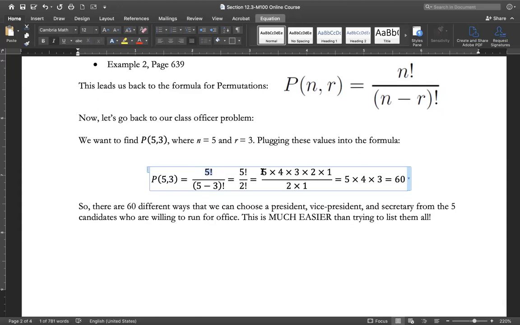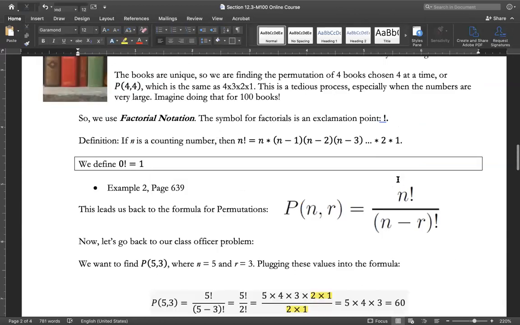Now I've written it out entirely because I want to make sure everybody understands. 5 factorial is 5 times 4 times 3 times 2 times 1 over 2 factorial, which is 2 times 1. So hopefully you can all see that we can cancel the 2 times 1 there and the 2 times 1 there. Those will cancel each other out. I've highlighted them so that you can see that. And when they cancel each other out, you're left with 5 times 4 times 3, which is 60.